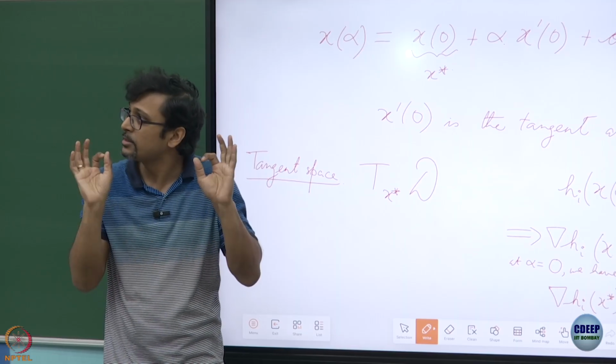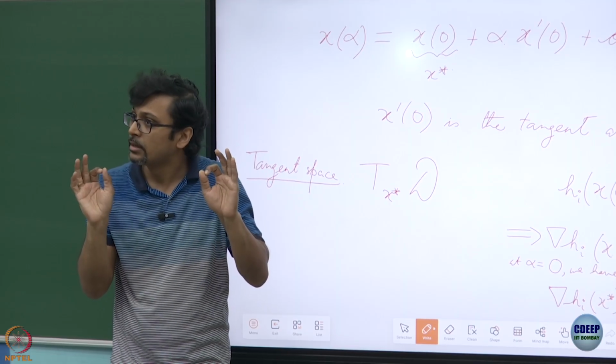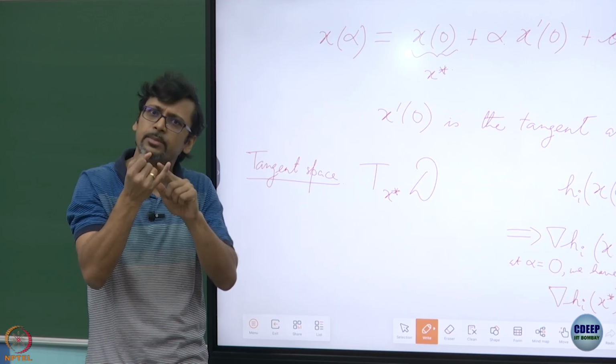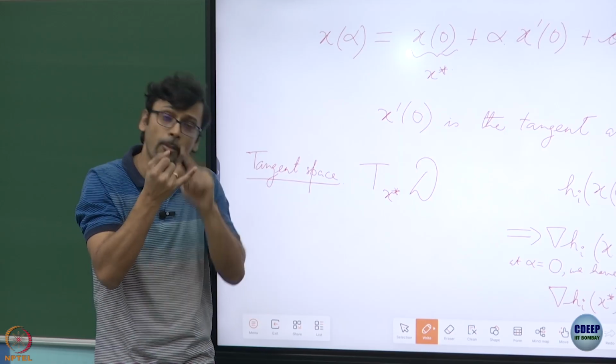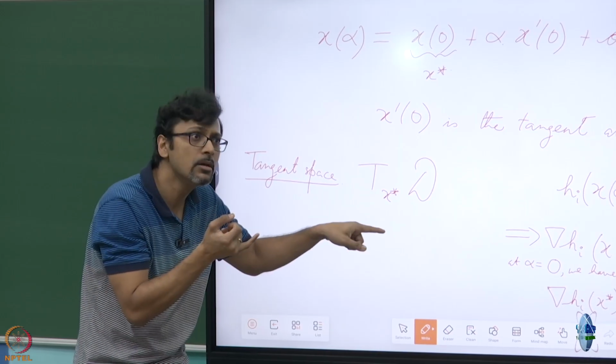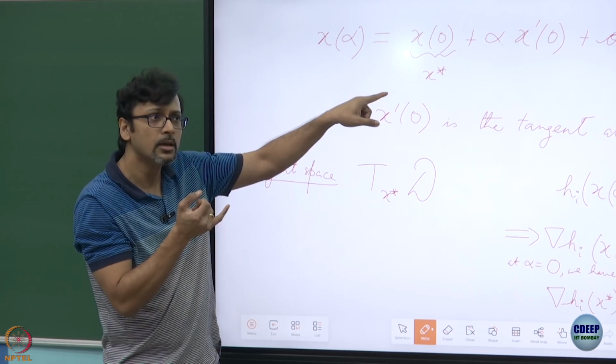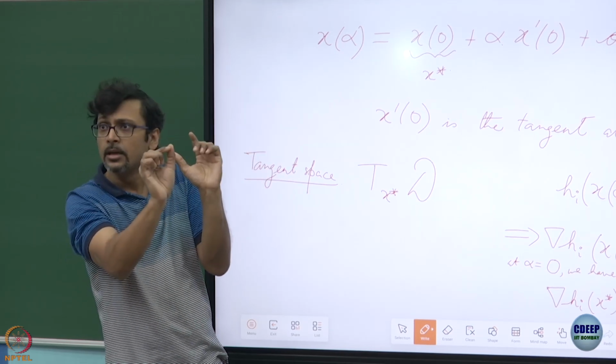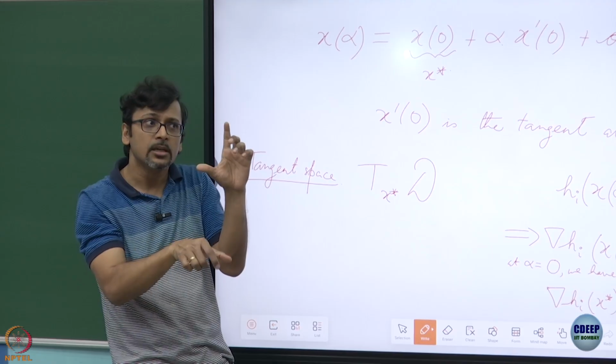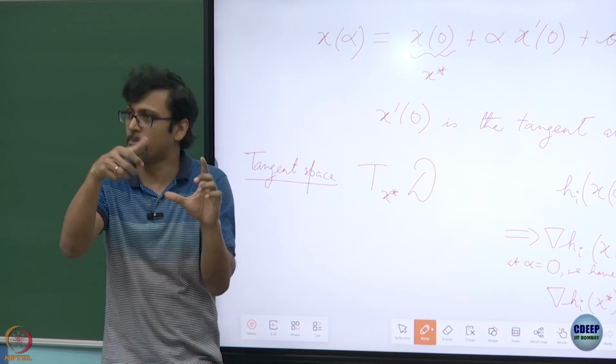Am I going too fast? Is that clear? How many grad h's are there? Exactly as many as the number of h's. How many of them are linearly independent? All of them, because it's a regular point. That's the assumption we will run with hereafter. So you have v satisfying m constraints, v has degrees of freedom which is n minus m.